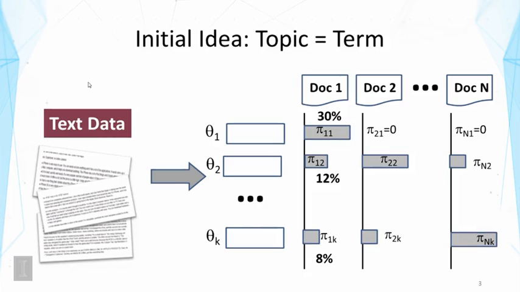Our idea here is to define a topic simply as a term. A term can be a word or a phrase, and in general, we can use these terms to describe topics. So our first thought is just to define a topic as one term. For example, we might have terms like sports, travel, or science, as you see here.